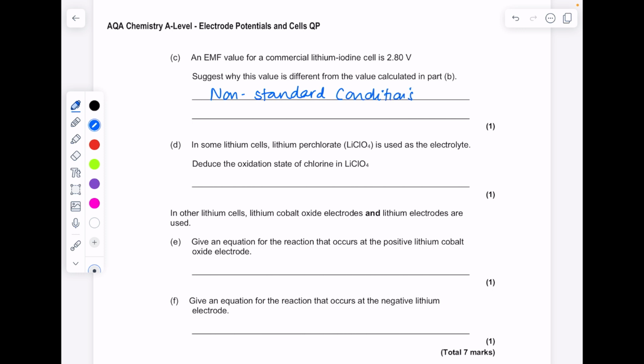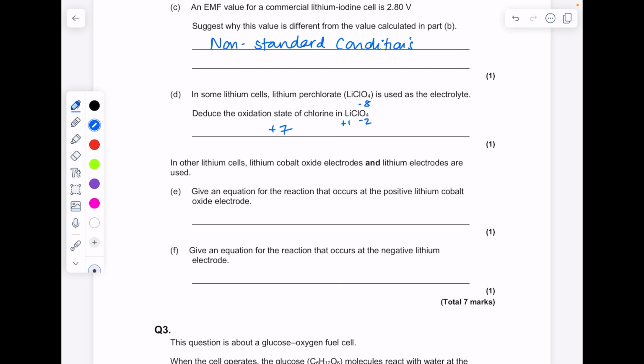In some lithium cells, lithium perchlorate is used as the electrolyte. Deduce the oxidation state of chlorine. So oxygen is -2, lithium is +1. Overall, we know that oxygen is producing -8, so that means that chlorine must be +7 in order to make it neutral. In other lithium cells, lithium cobalt oxide electrodes and lithium electrodes are used.